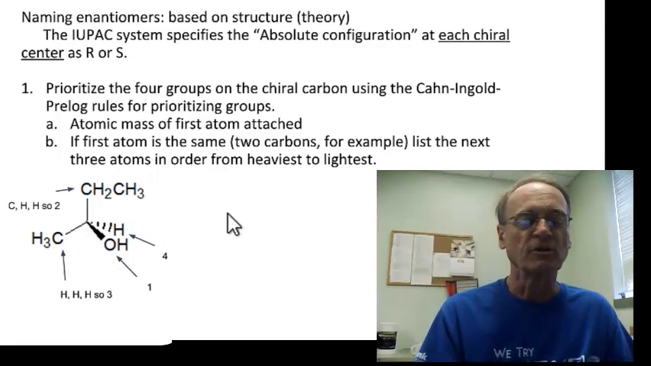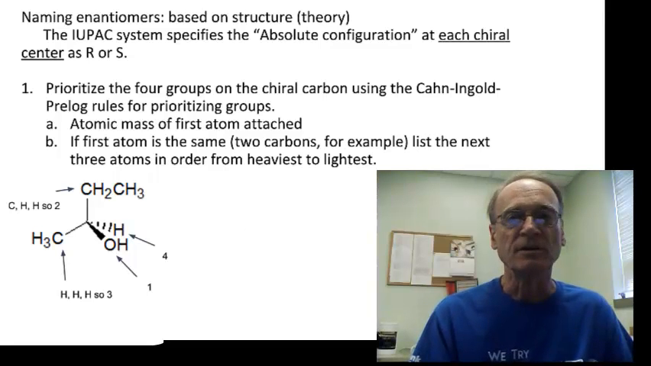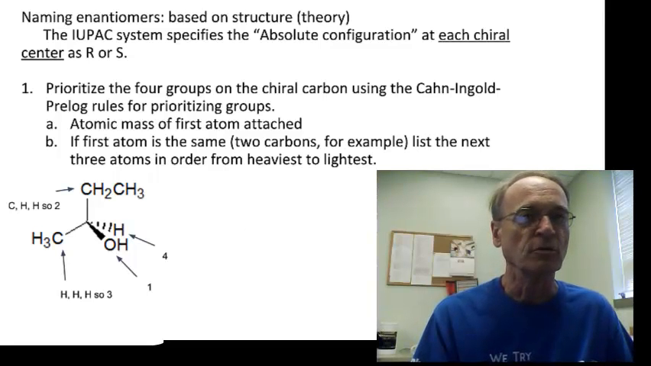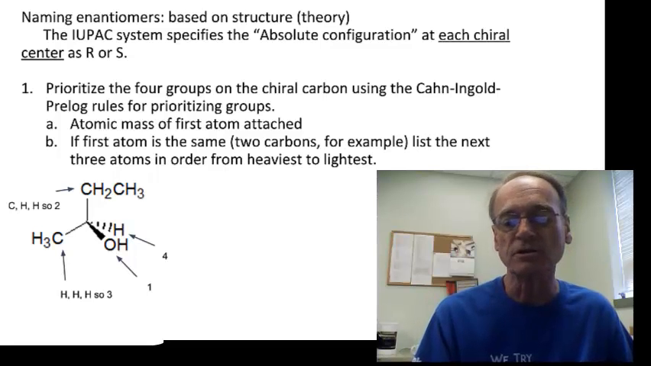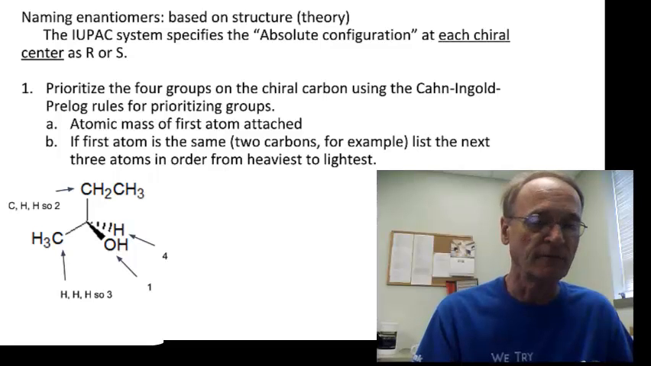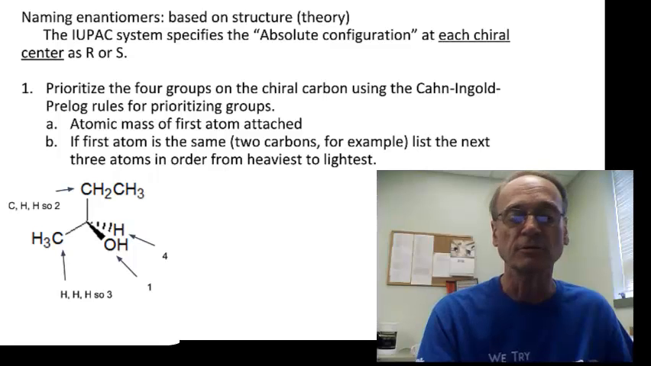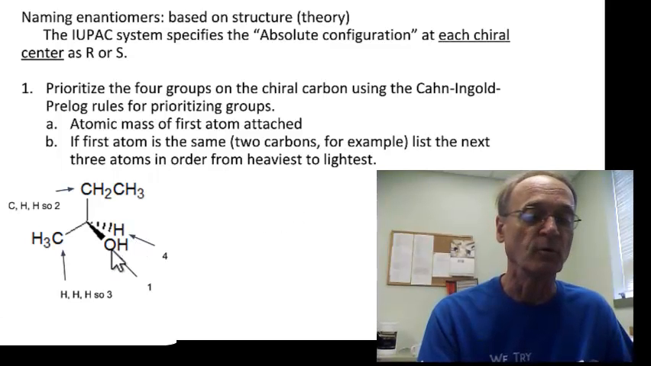Now, one little thing you might question here is why do we use atomic weight and not atomic number? Well, the reason is because sometimes you can have 2 groups that differ only by the weight of the atom, not by what the atom is. In other words, isotopes, for example, deuterium, which is a heavier isotope of hydrogen, would be higher priority than hydrogen itself. They both have atomic number 1, but one of them is heavier than the other, so that's why we use atomic weight rather than atomic number. So this is obviously the number 1 priority because it's higher atomic weight than hydrogen or carbon.